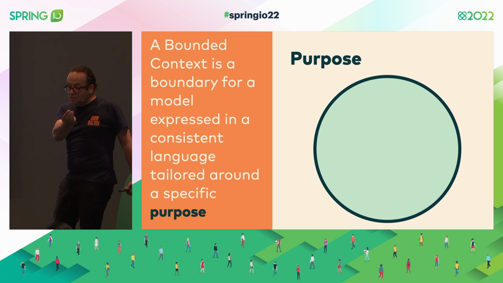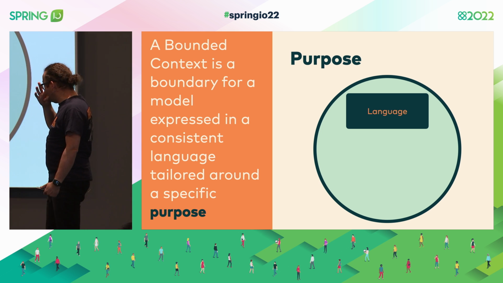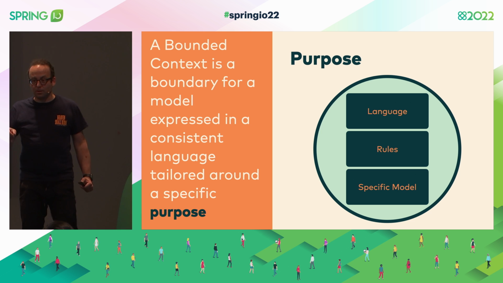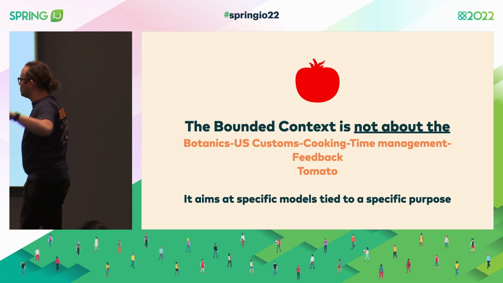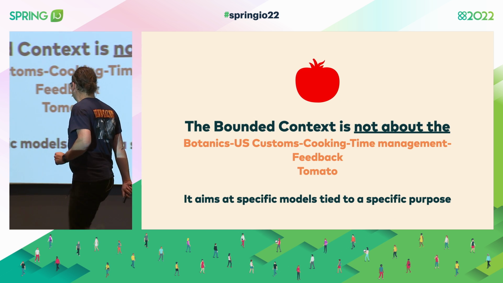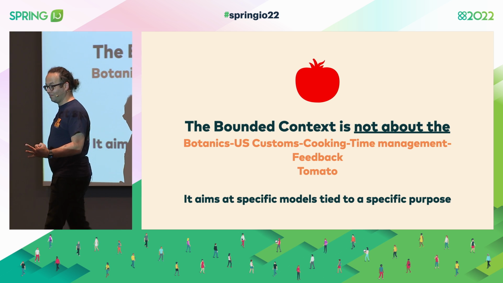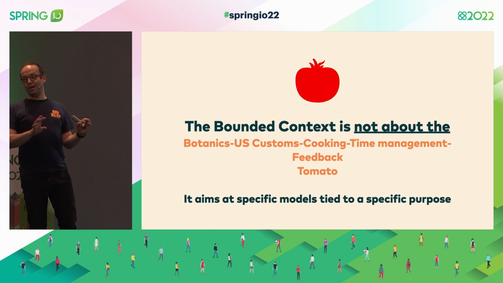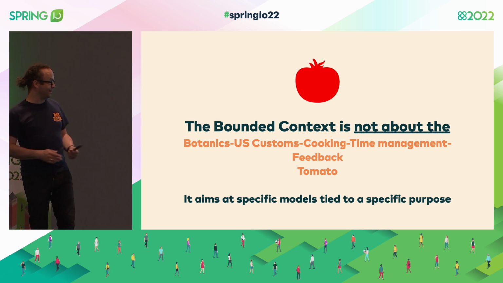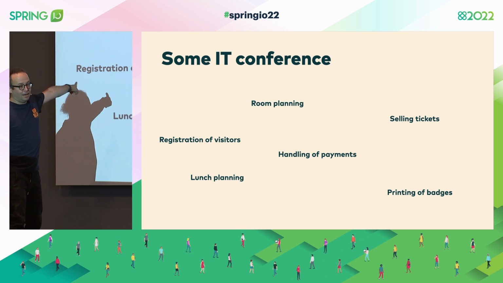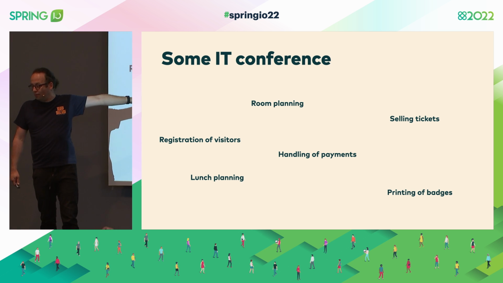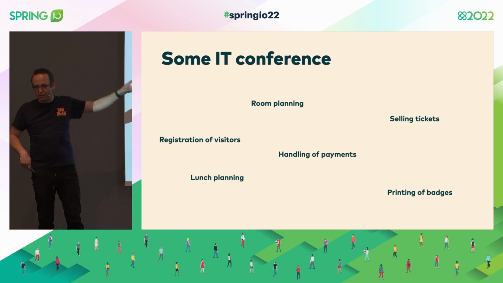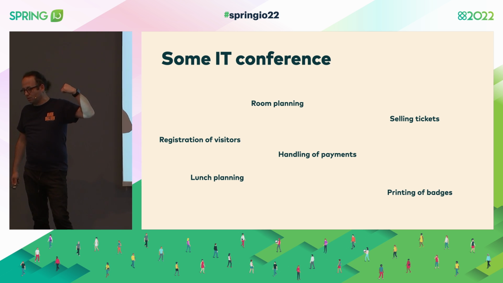And then there's this last thing in this definition, purpose. I want to bind that language, those rules, and this specific model to a given purpose. Now, the bounded context is not about building a botanics, US Customs, cooking, time management, feedback tomato. Hello, we do that very often under the DRY principle, don't we? So, you know that example from yesterday. Let me quickly recap that.